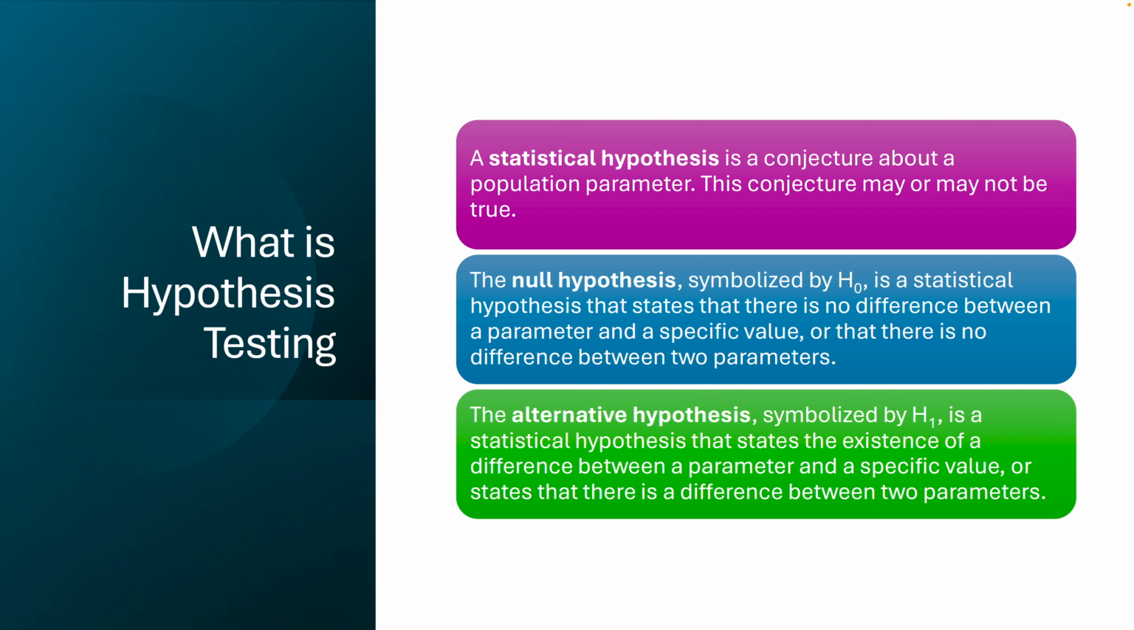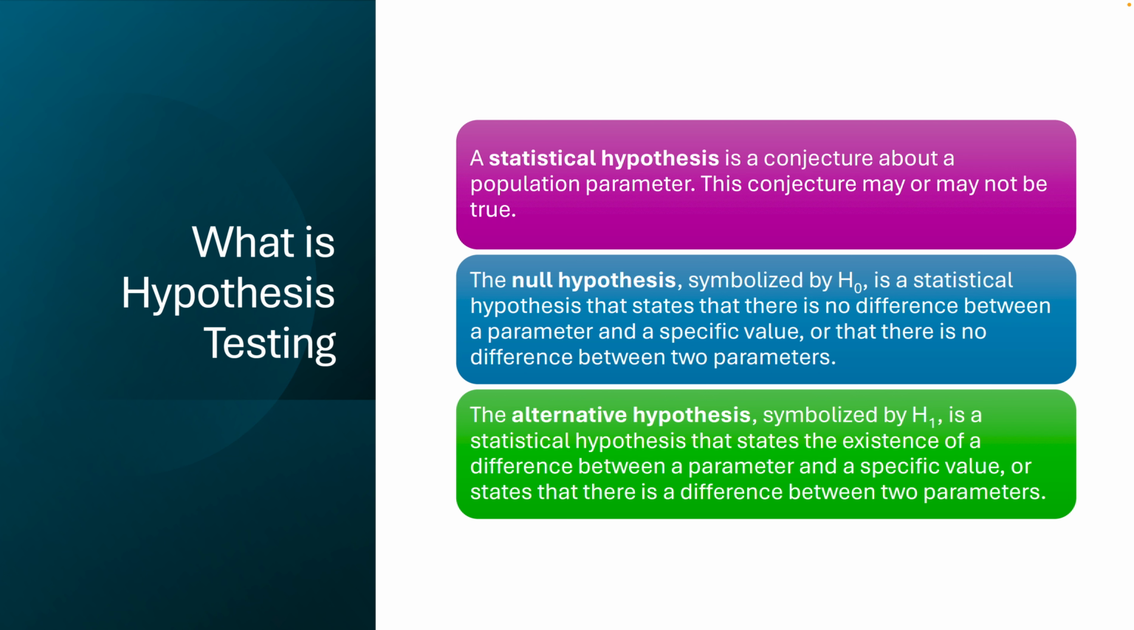Whereas the alternative hypothesis says that there is a difference from the specific value, or the two population parameters originating from two different populations have a difference. The researcher's claim can be about no difference, or it can be about having a difference. So the researcher's claim can be the null hypothesis or it can be the alternative hypothesis.